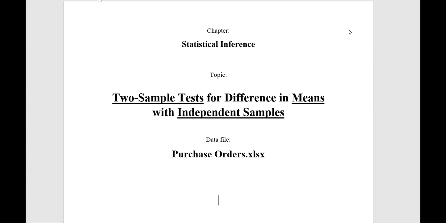In this video, we're going to see how we can perform two-sample tests for difference in means when we have independent samples. And for this, we're going to use data file purchase order.